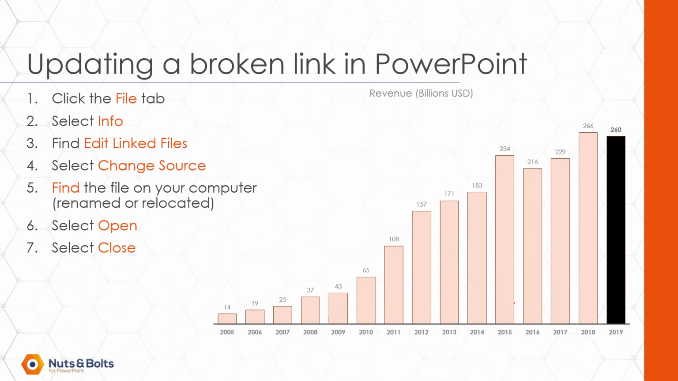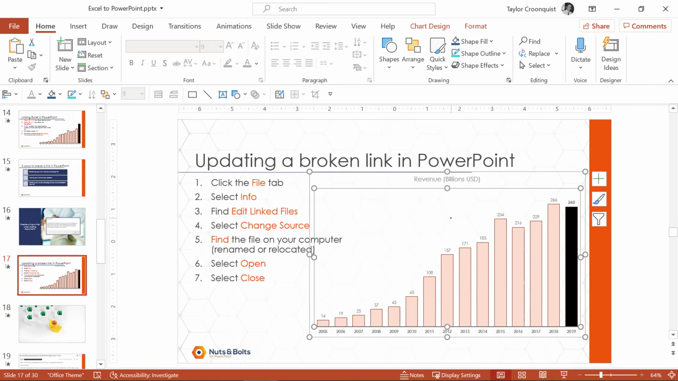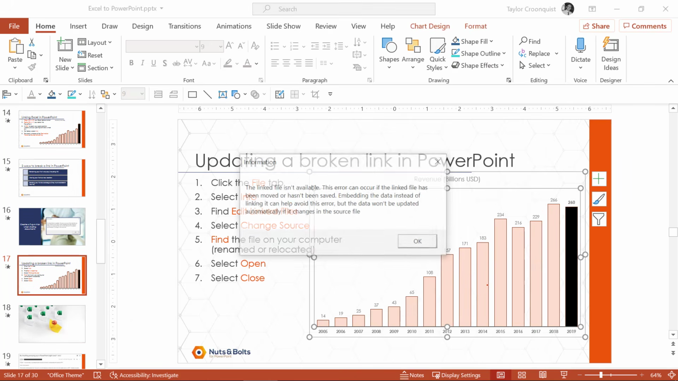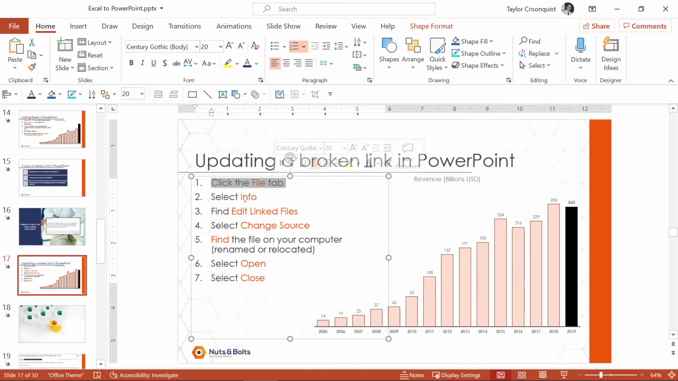Now, let me just give you a demonstration of this. If you do get a broken link and someone sends you the file, so if I right click, edit data, so this linked file is no longer linked, you can, from the File tab, Info, Edit Linked Files, you can change the source.